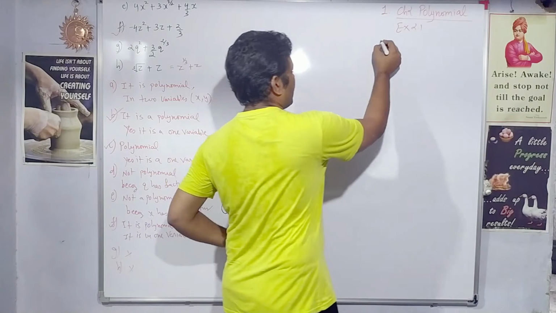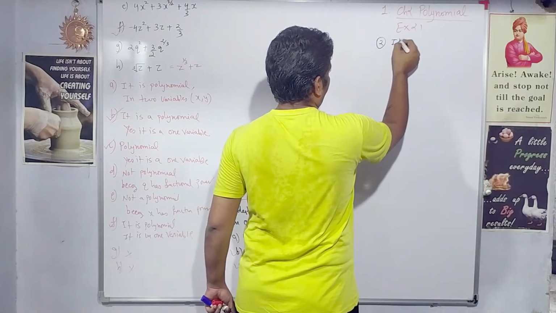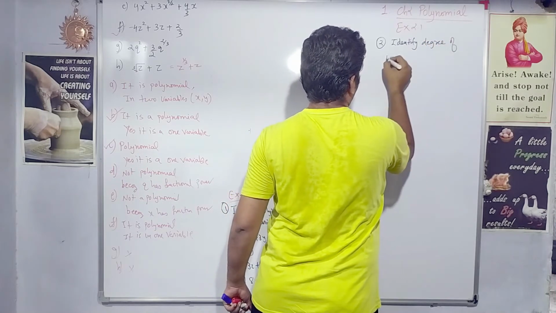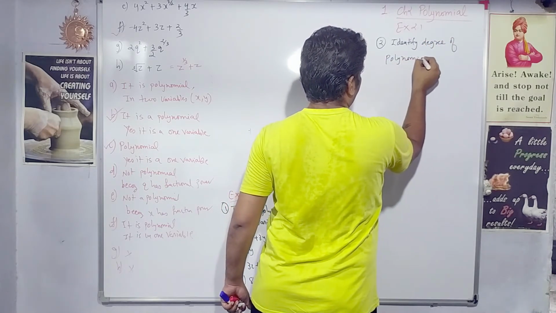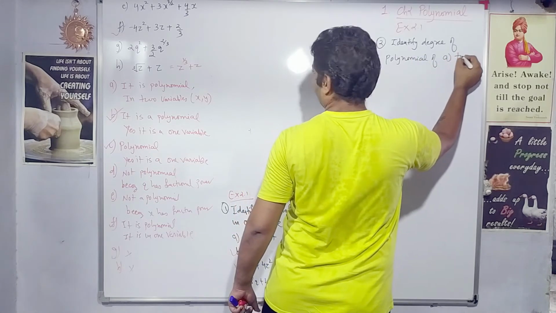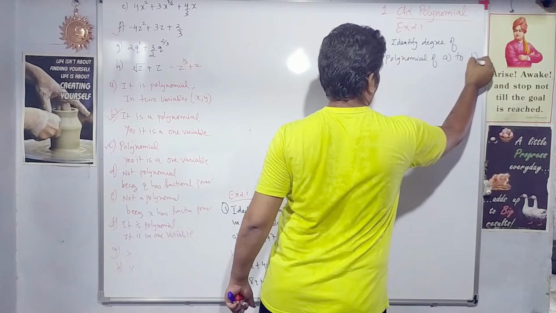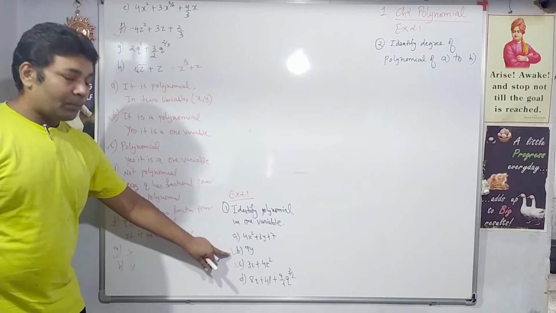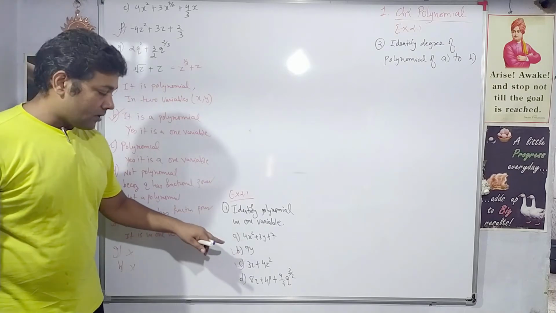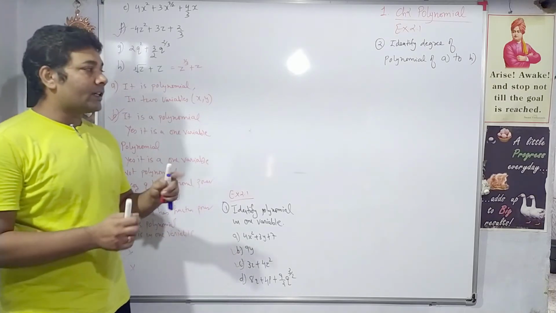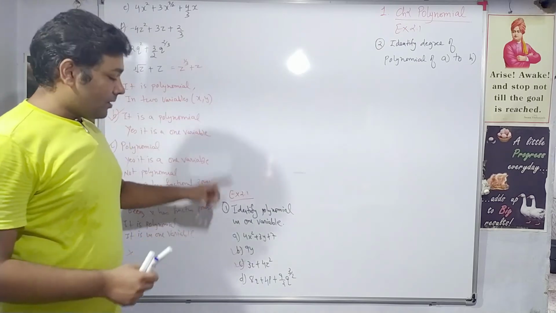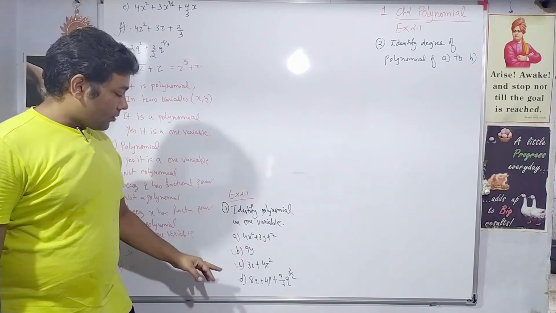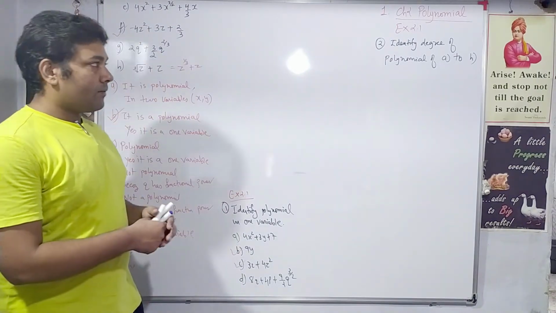Then we have a second question which says: identify degree of polynomial of A to H. So again, looking at these options, all those expressions which are polynomials, their degree we have to identify. So recollect, what do we mean by degree? Degree means highest power, but we have to find the degree only for polynomials. So which are the polynomials? B, C and F, right?